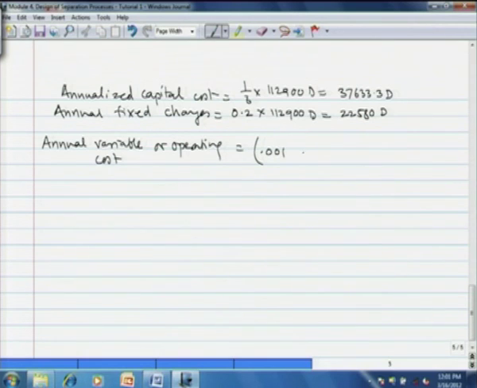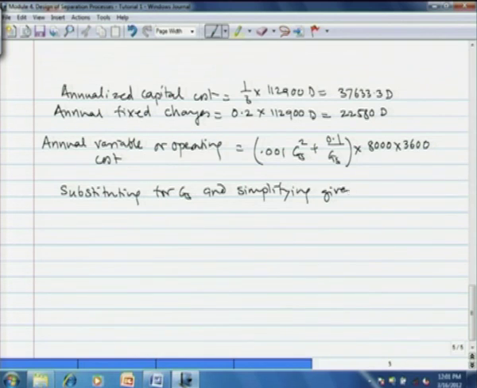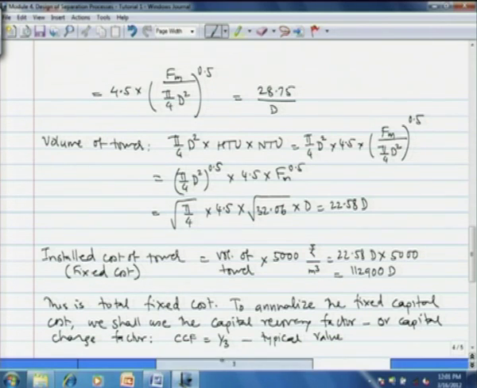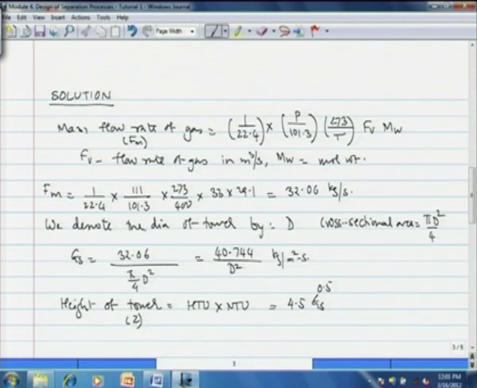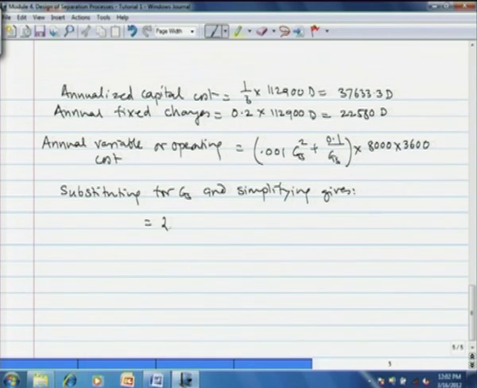is 0.001 GS square plus 0.1 by GS. This is rupees per second. We are given 8000 hours of operation. So, into 8000 into 3600. Okay. So, now you substitute for GS here, substituting for GS and simplifying, gives... GS we have already determined here as, or no, GS is determined as 40.744 divided by D square. So, that value you have to substitute here and then simplify. I am giving you the final answer. Simplification I am leaving as an exercise.